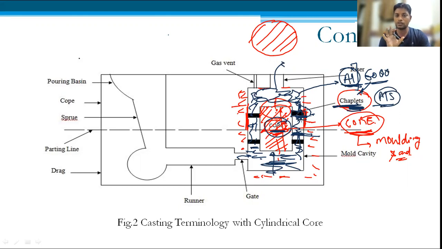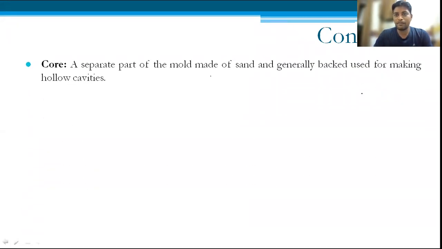Okay guys, so these are the things required when we have to produce a hollow casting. What are the elements? Just look into that. First is the core, a separate part. A core is nothing but a separate part of the mold made of molding sand, and it is generally used for making hollow cavities.